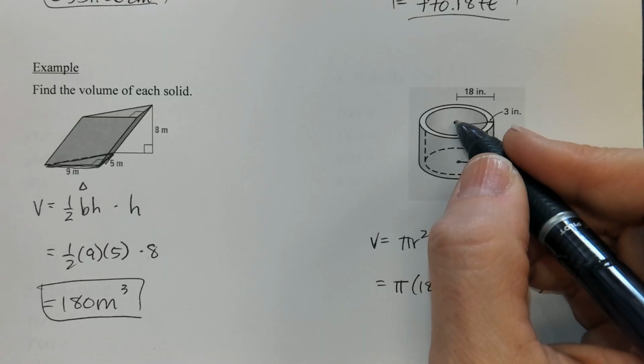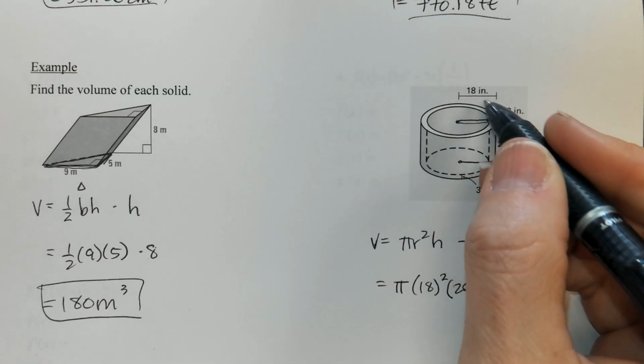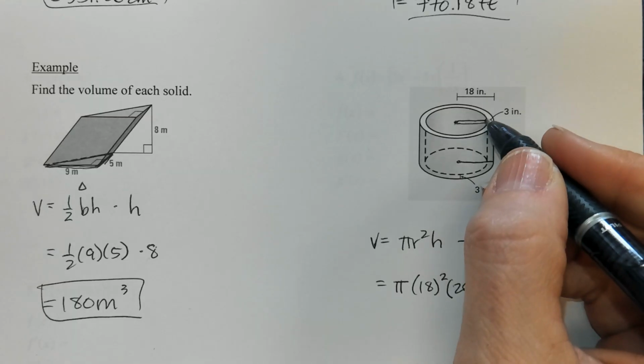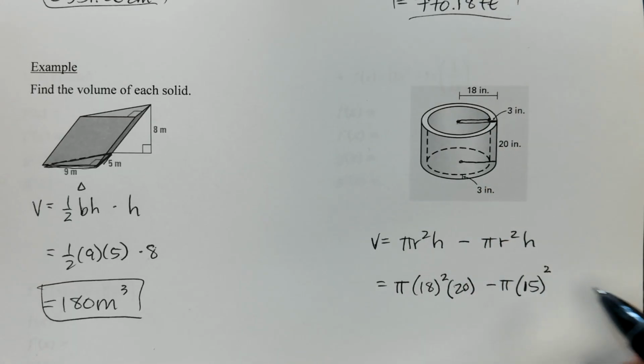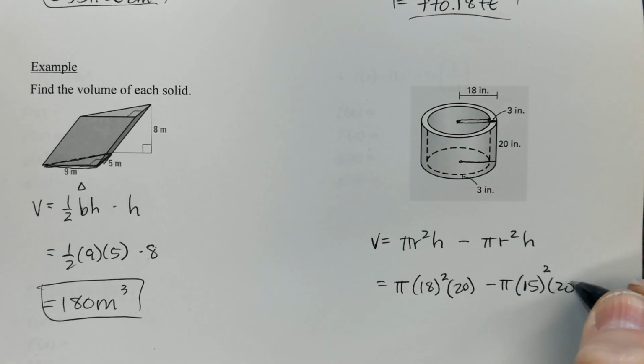So that means my radius from here to just that edge is just 3 inches less than 18. So the whole thing was 18. I back off 3 inches. So 15 is my radius of what I'm cutting out of the inside of this pipe. And then my height is still 20.